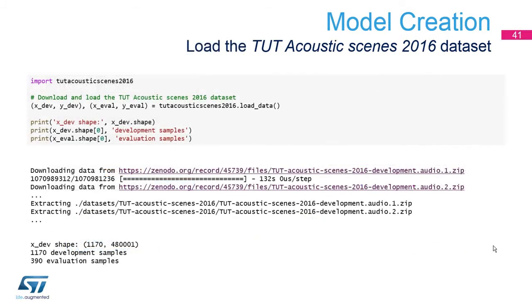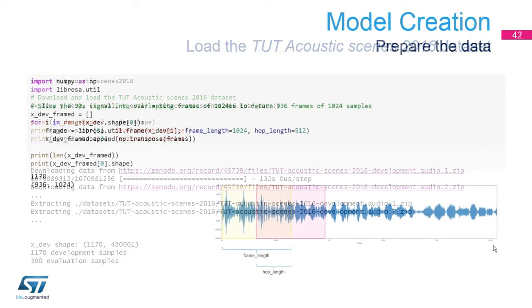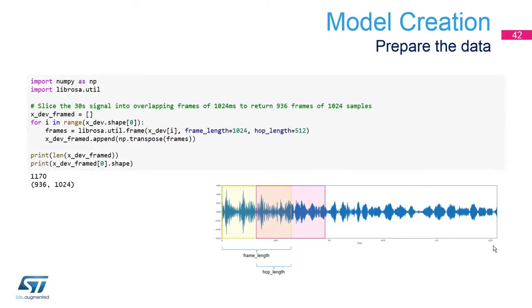The Python code to download the dataset just loads data into the development dataset with the inputs and the ground truth, or expected output, for development and evaluation. Then we want to frame this input signal. Originally they came as 30-second long input recordings, and we want to cut them down to 1 second long clips, so we get even more data. We have, for example, 1,170 samples for one case.